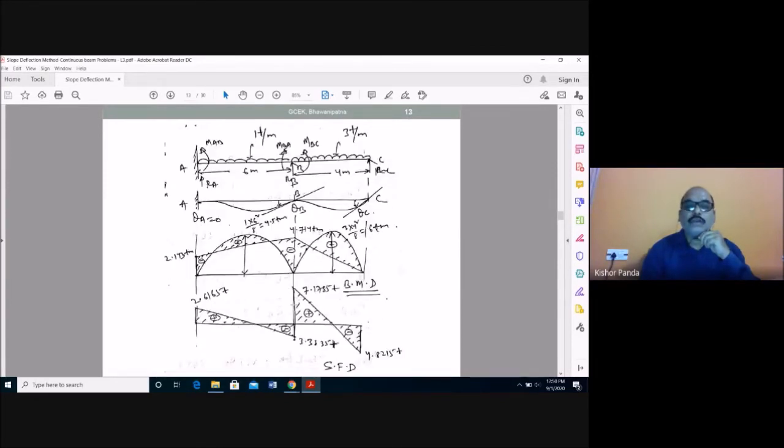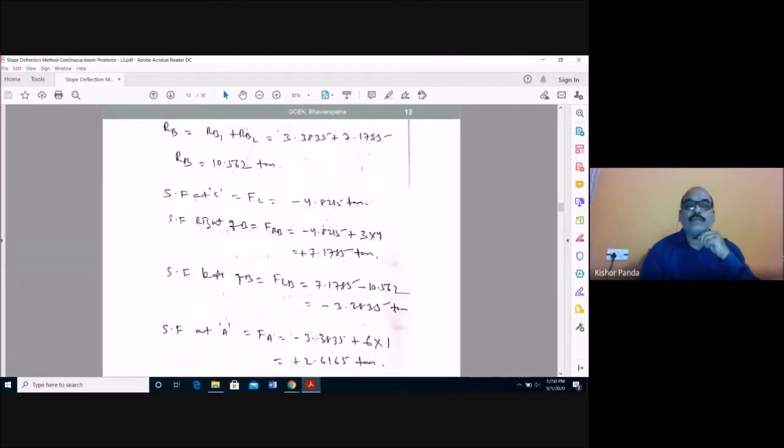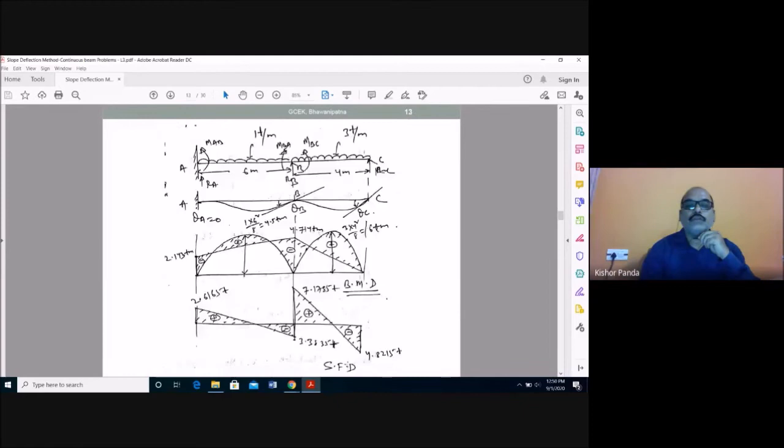So at B suddenly the shear force drops down, reduces. So here the negative value is 3.3835 ton. This is the right side and this is your left side. Again, what is the shear force at A? Plus 2.6165 ton, positive. Again, here the shear force is 2.6165 ton. Again, you join these two points. So this is your shear force diagram.